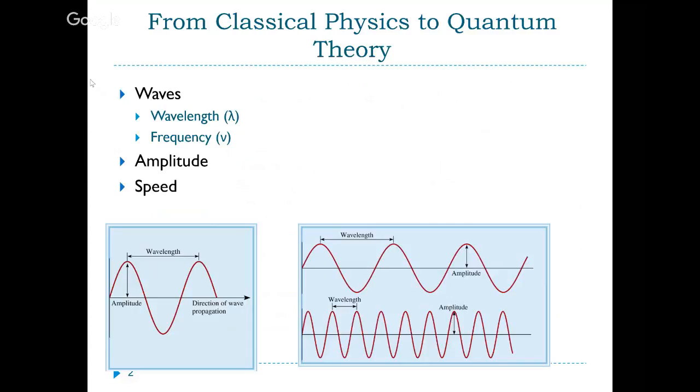Wavelength is the measurement between two successive points in a wave, so either the tops or the bottoms. And the wavelength has to be measured in a unit of distance, so we're going to use meters.